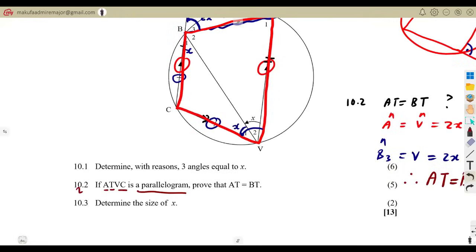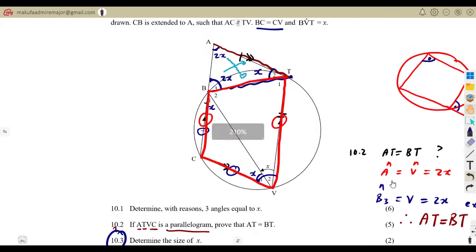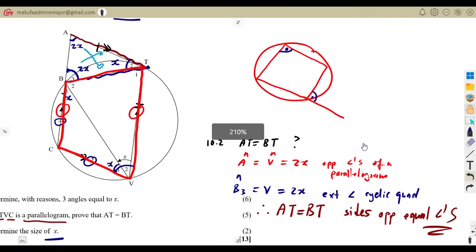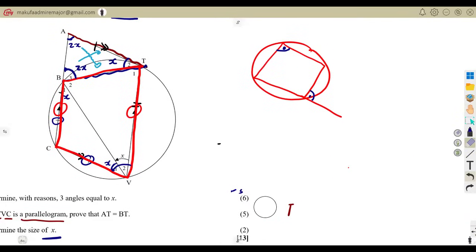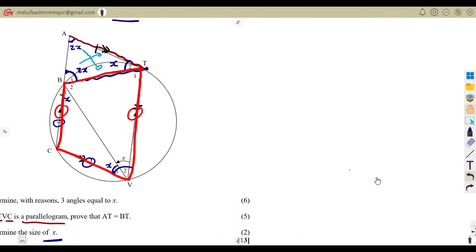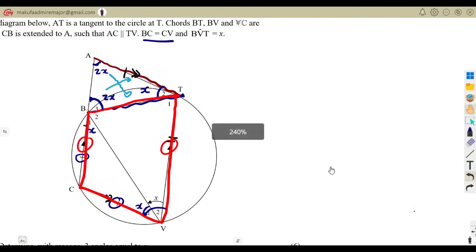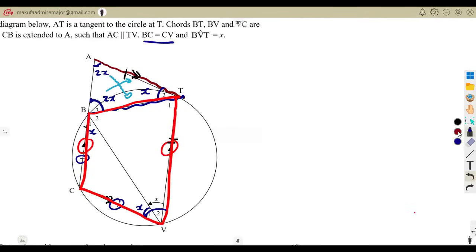All right. So the other question was to determine the size of x. To determine the size of x, we must have a complete theorem behind that. So what can we use? Is there any theorem that we can use? Is there any property of a triangle? The property of a quadrilateral? Anything that is complete that we can use. Is there anything that we can use?